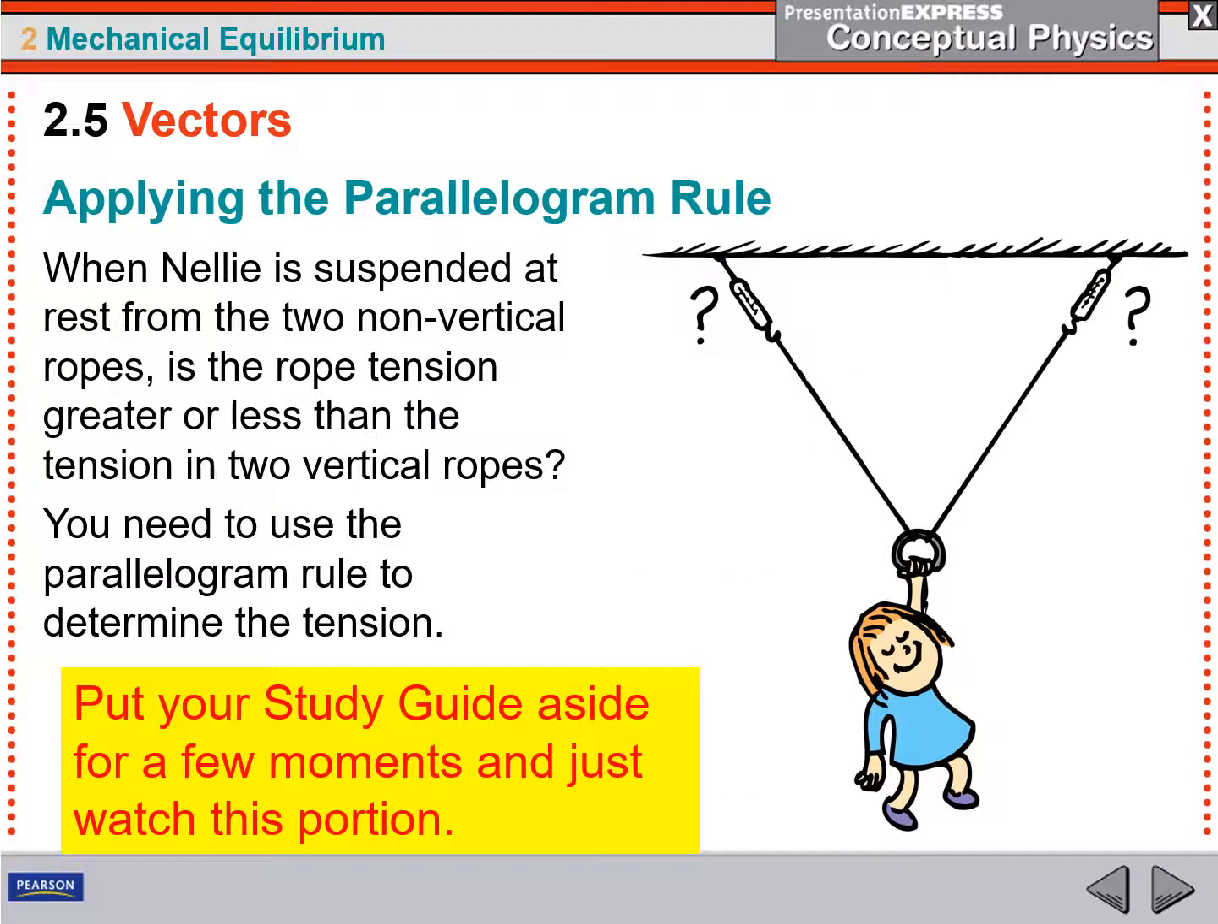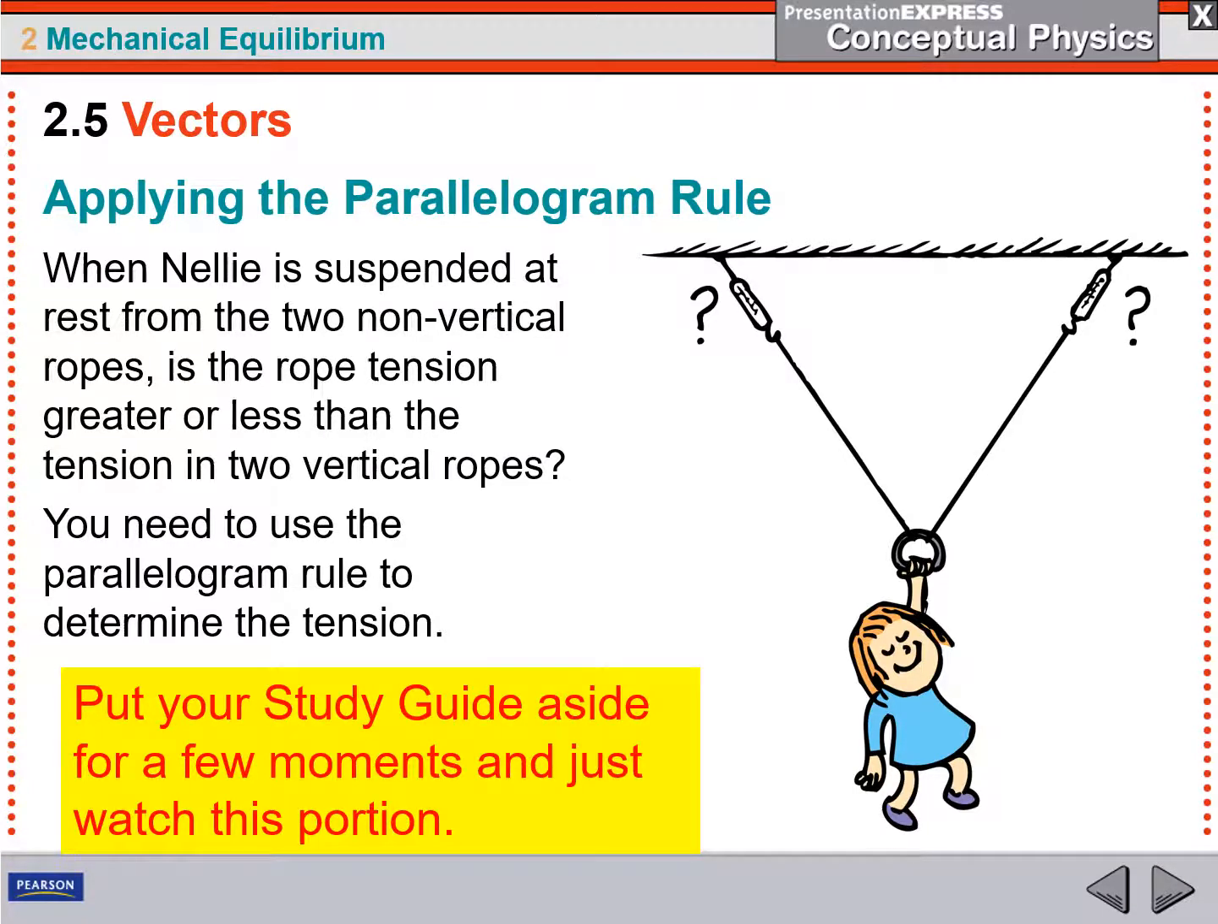But that's a special case. A lot of times our vectors are not at nice right angles, such as the one shown here. Little Nell is suspended. She's at rest. She's not moving. This time the two ropes are not vertical. They're not parallel to each other. So what is the tension in the rope in this case?